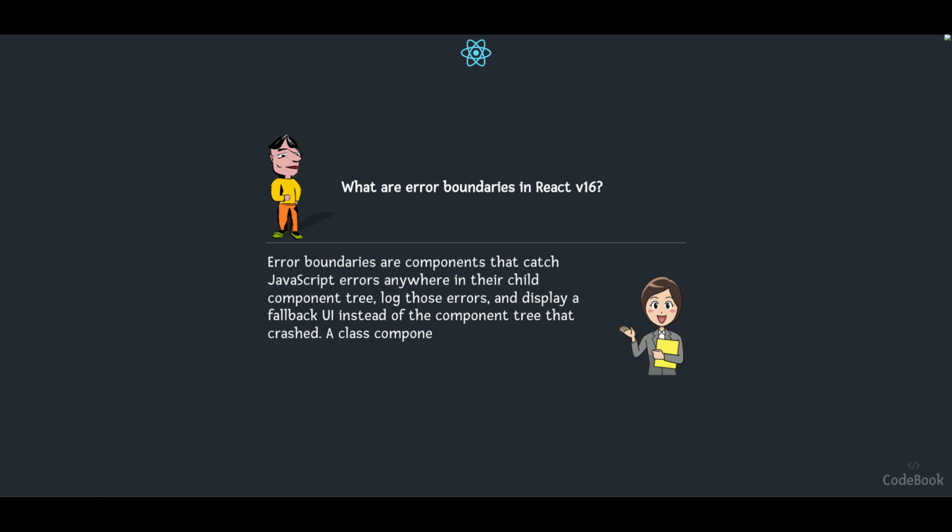A class component becomes an error boundary if it defines a new lifecycle method called componentDidCatch or static getDerivedStateFromError.